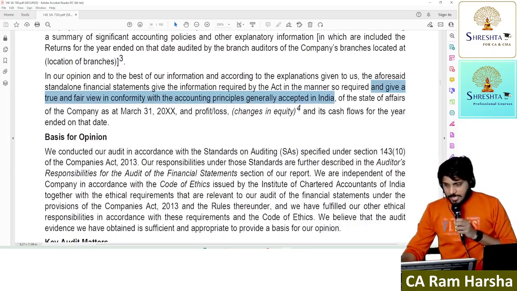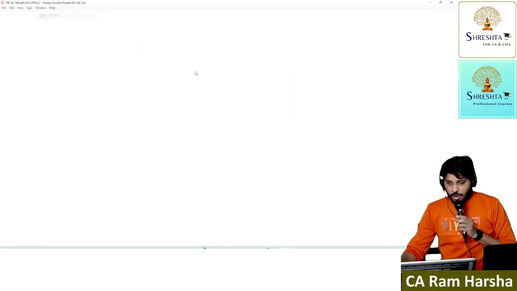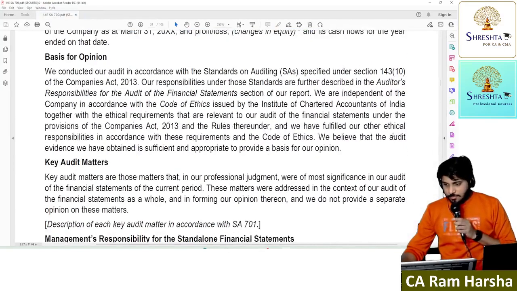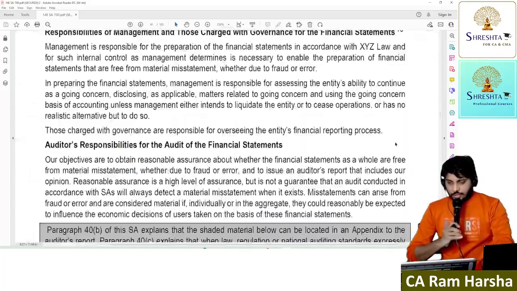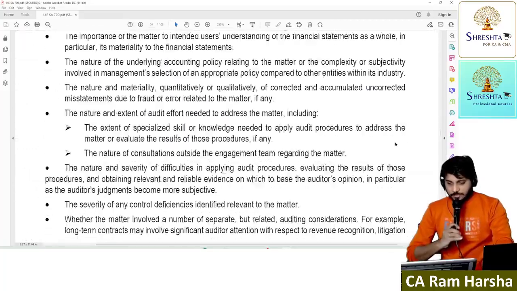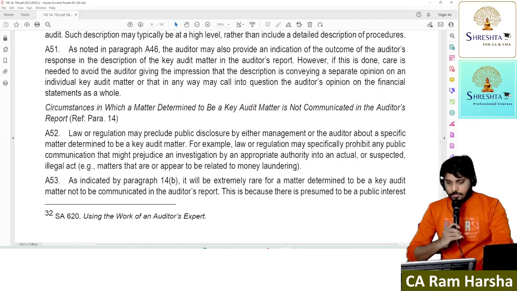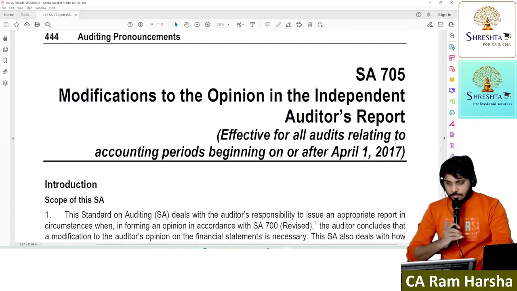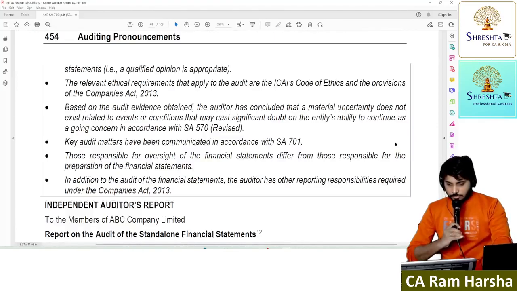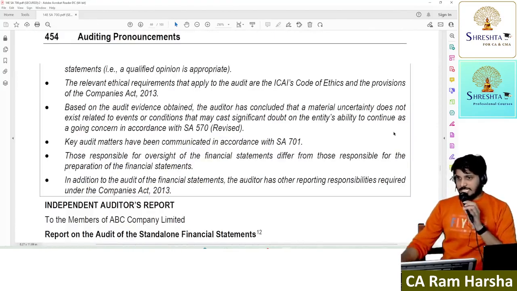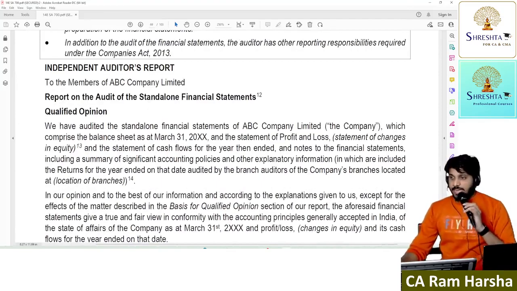So that is regarding the unmodified opinion. Now we will see how we will give a modified opinion. For that we have to go to SA 705. In SA 705 we again have illustrations. This is the qualified opinion illustration. Independent auditor's report to the members of the company.